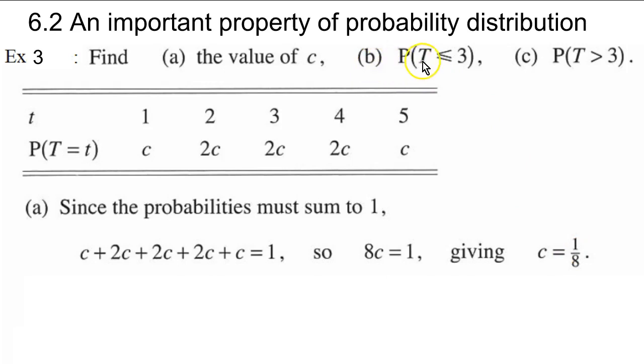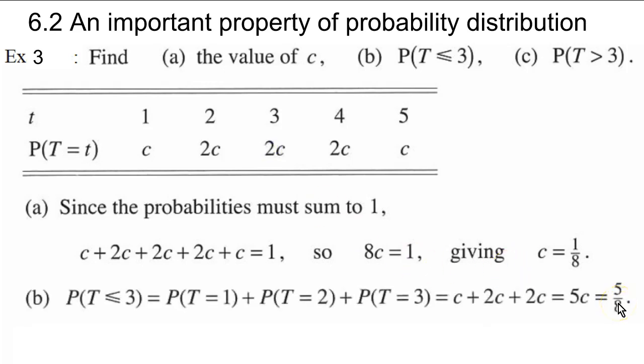Now, it asks you to find the probability that T is less than or equal to 3. Well, that means this probability plus this probability plus this probability. So that's all this is asking. And now I know what C is. You should be able to figure it out. Pause it and figure that out. Right? Hopefully you got 5/8.